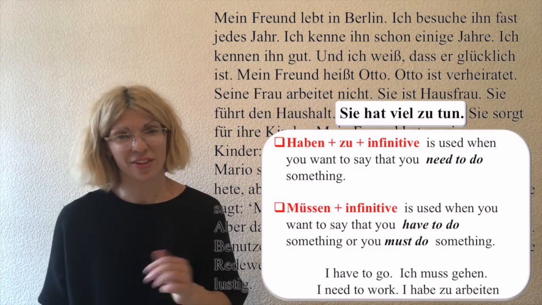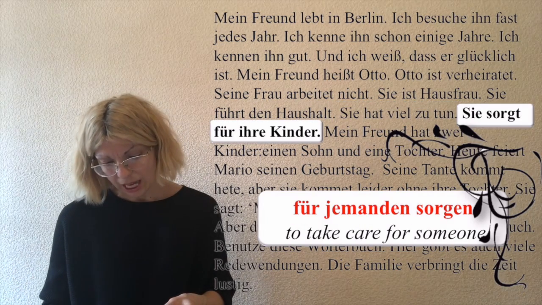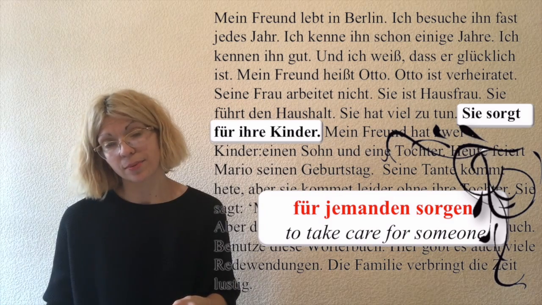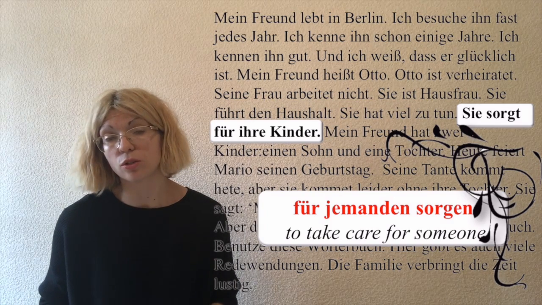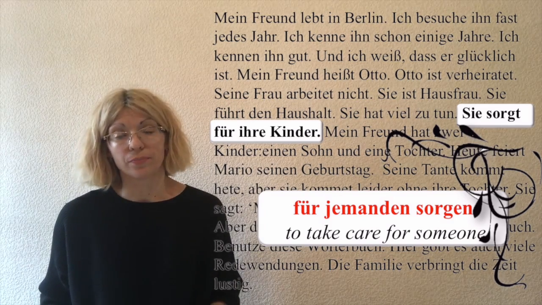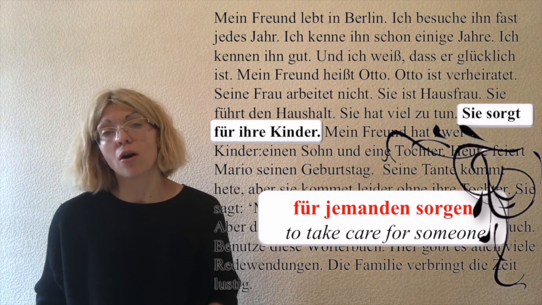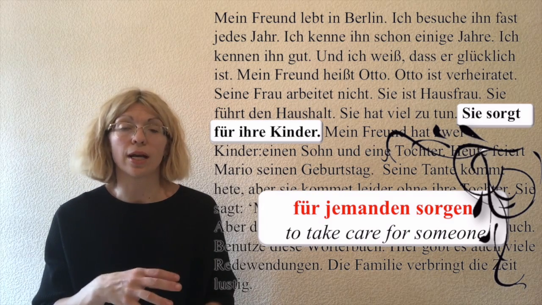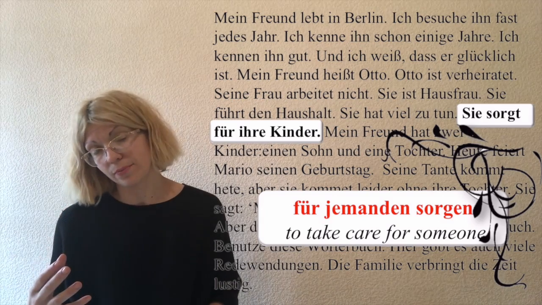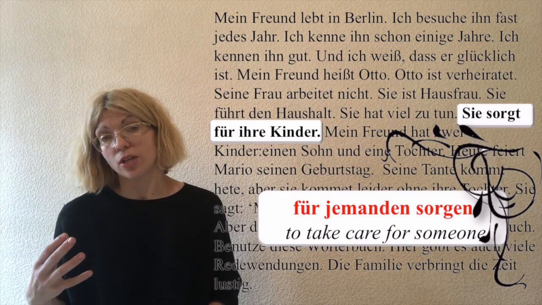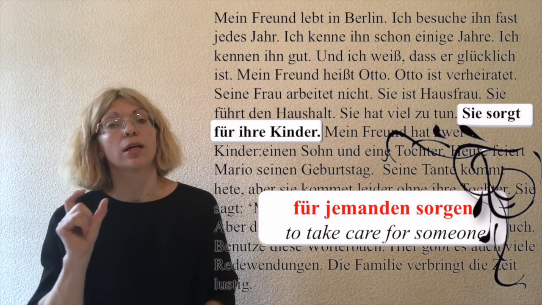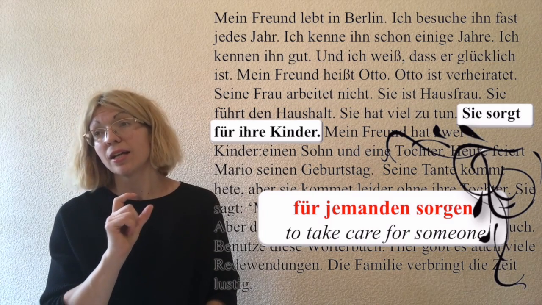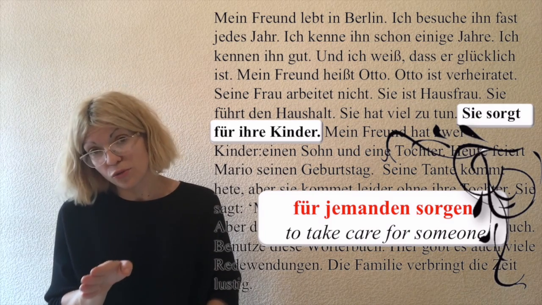Okay. The next. Sie sorgt für ihre Kinder. One more time, we came across a new expression. Sorgen. Für jemanden sorgen, it means to care for somebody. Für. Don't forget that after the preposition für, you should take a noun or pronoun in the accusative case.